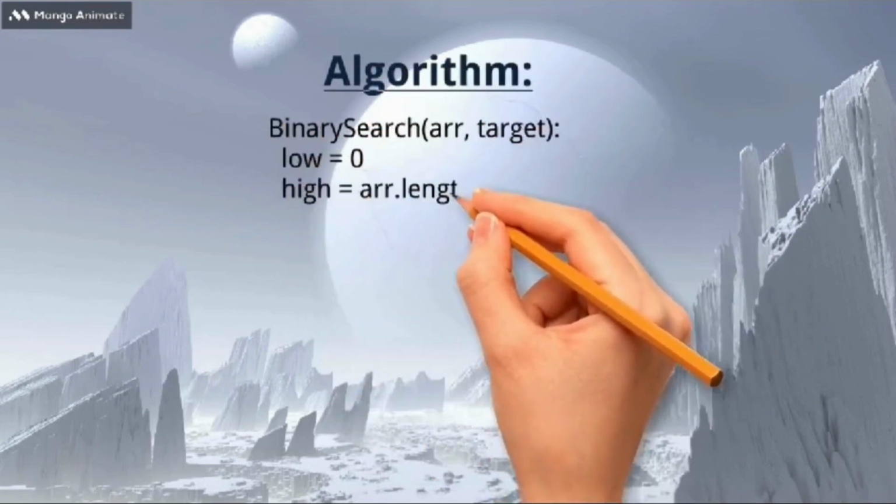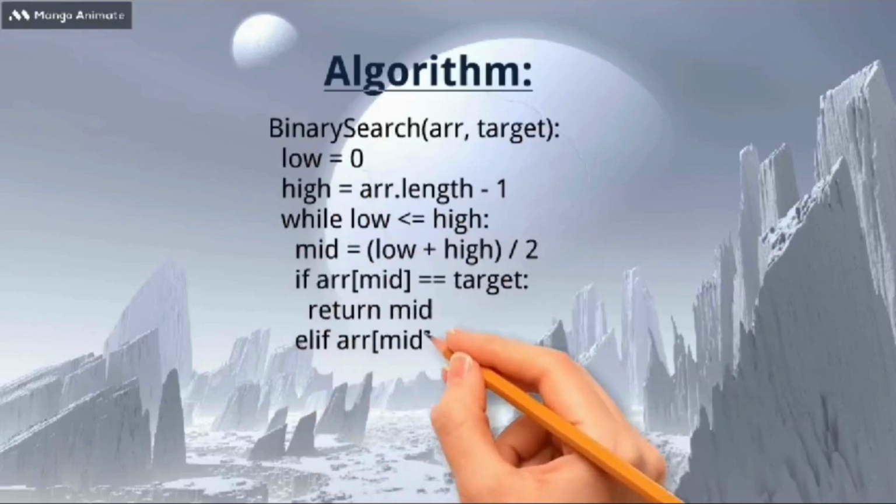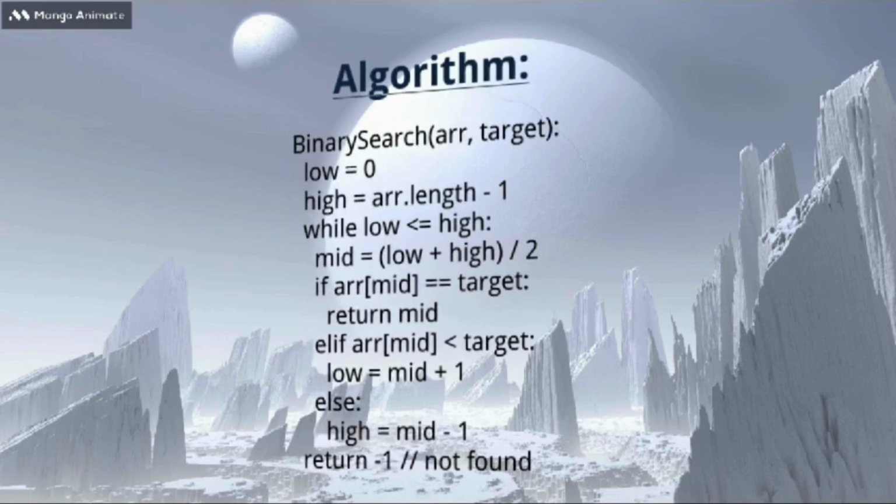Algorithm: binary search(array, target). Here array is the array, so binary_search(array, target): low = 0, high = array.length - 1. While low <= high: mid = (low + high) / 2. If array[mid] == target, return mid. Elif array[mid] < target, low = mid + 1. Else high = mid - 1. Return -1 (not found). This is the algorithm of binary search.